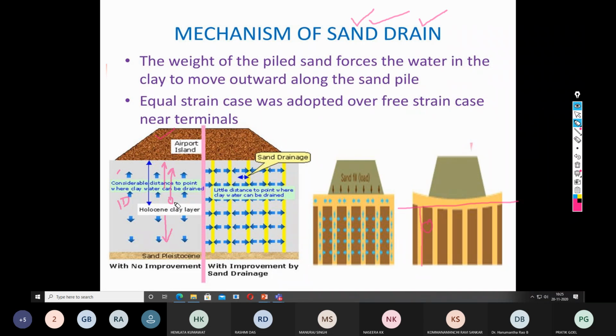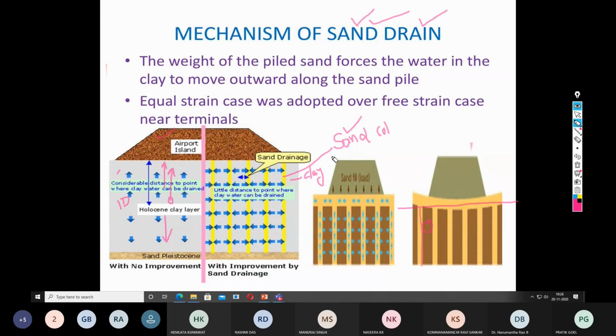Now this shortening can be done in only the vertical direction, or in the vertical as well as the lateral direction. That is what has been shown in this diagram. In order to shorten that, what we have done is we have built a sand column. So this is the sand column. We have built so many sand columns at a particular interval. Now if you look carefully, the sand has significantly high permeability as compared with the clay. This contrast in the permeability plays a vital role in accelerating the consolidation.